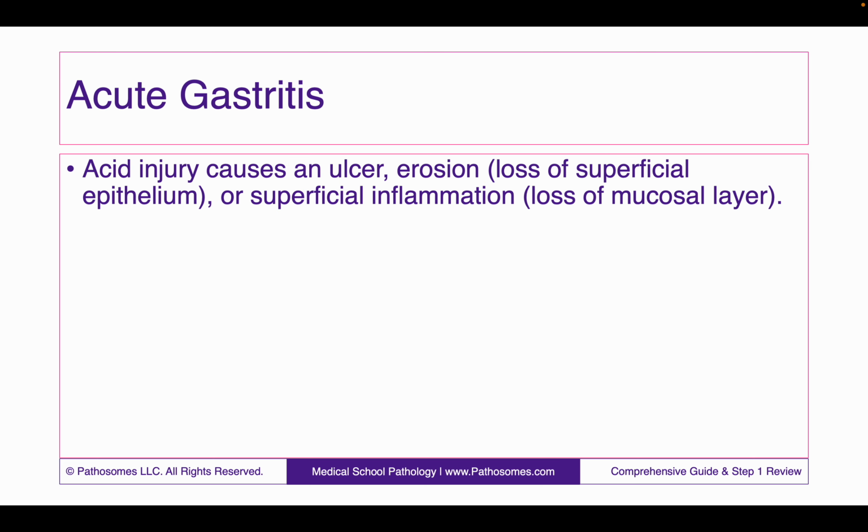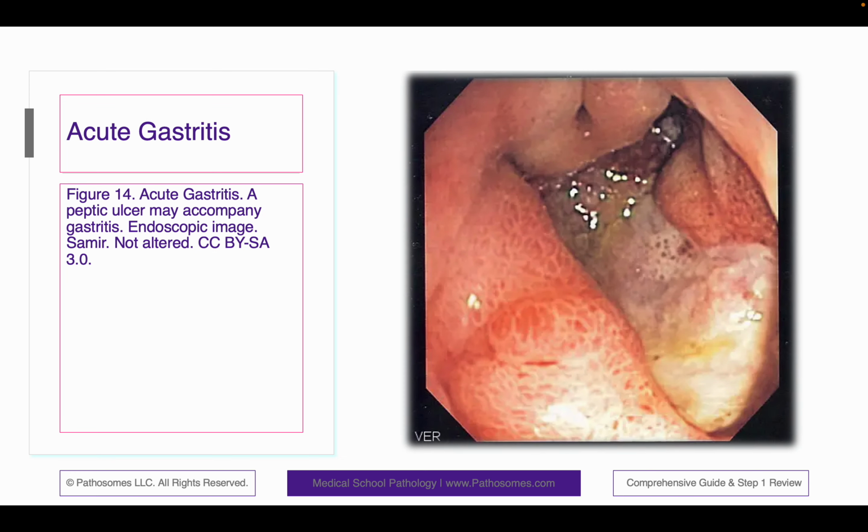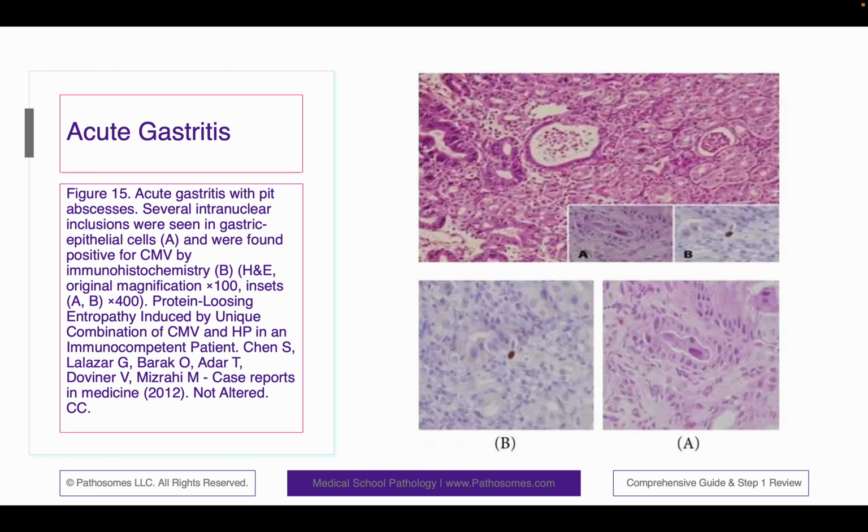And acid injury causes an ulcer. These erosions or even the superficial inflammation may occur due to the loss of the mucosal layer. Here we can see acute gastritis endoscopically. And here we can see acute gastritis with pit abscess at the microscopic level.